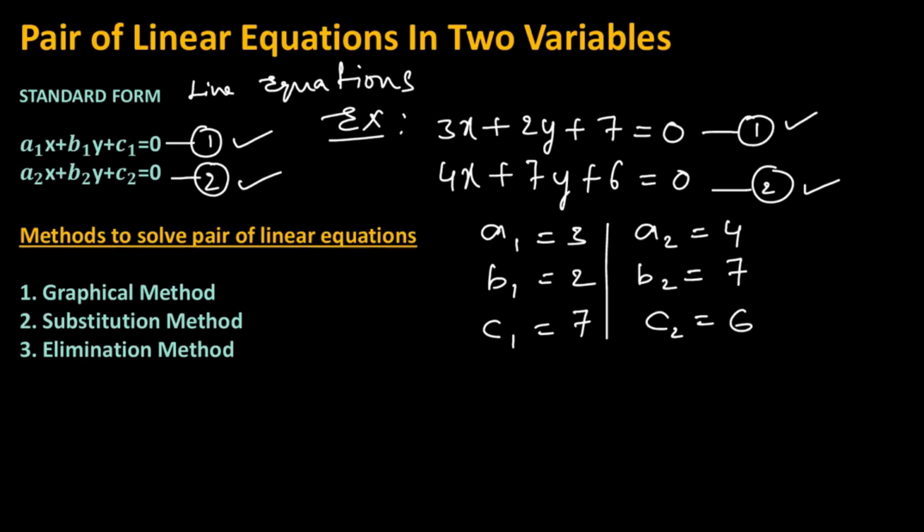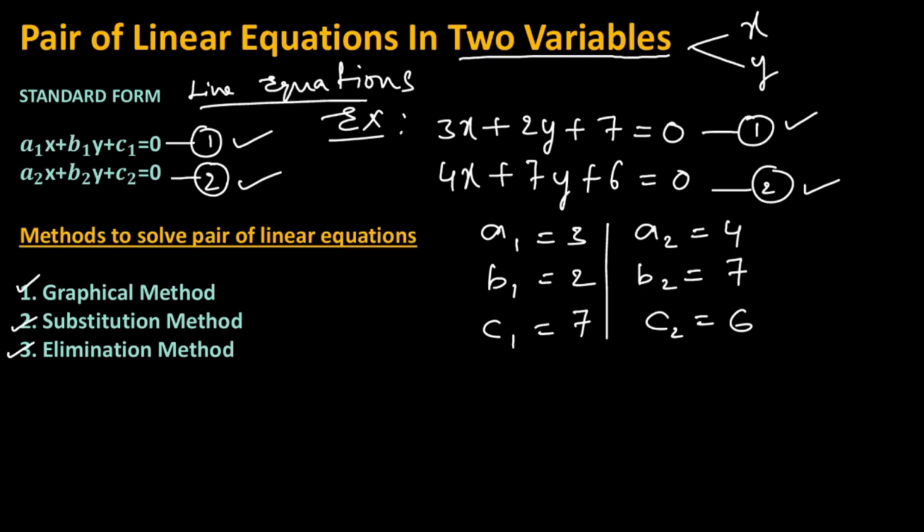So we have three methods to solve the pair of linear equations. The name itself indicates two variables. In this whole chapter, we are working with only two variables, one is x and another one is y. So for every linear equation, we get only these two variables. The methods to solve pair of linear equations: first method is graphical method, second one is substitution method, and third one is elimination method.